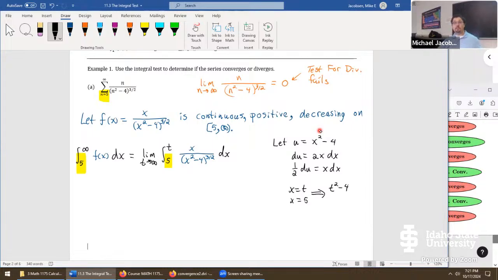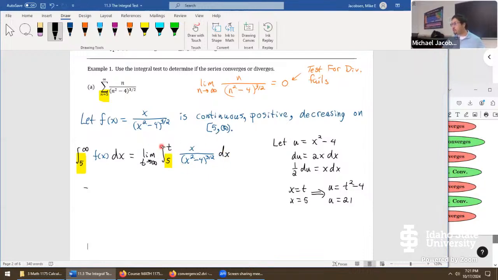And the lower limit becomes 5 squared minus 4 for a value of 21. But let me fix my notation just a bit here. We usually want to convey it this way: u equals t squared minus 4. Makes it a little bit more clear where you're getting that value. Then plug 5 here, and we get lower limit u is 21. So now we're ready to navigate through this entire thing.